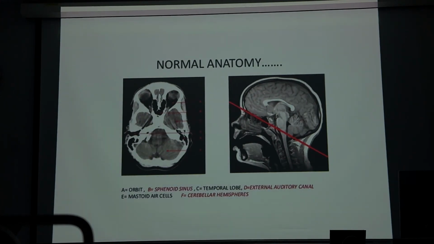What we can see in this section really is the orbit anteriorly, the sphenoid sinus, part of the very inferior aspect of the temporal lobe, external auditory canals posteriorly, and mastoid air sinus, and part of the inferior aspect of the cerebellar hemispheres. This is from anterior to posterior in the basic cut that we start our image with.